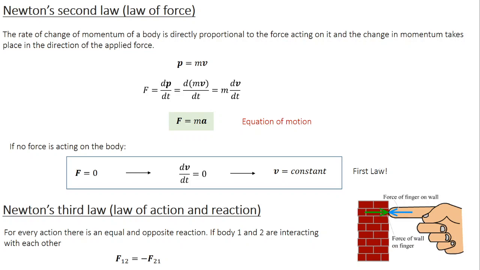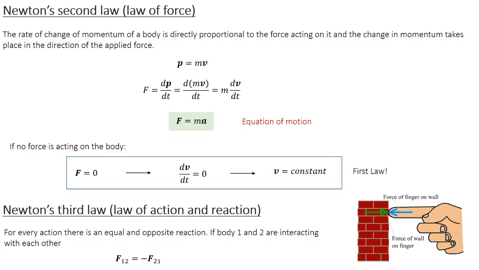Coming to Newton's third law, probably the most famous one, the law of action and reaction. For every action, there is an equal and opposite reaction. So if you have a wall and you push the wall using your finger, the amount of force exerted by the finger onto the wall, there is going to be an equal force in the opposite direction exerted by the wall onto your finger.